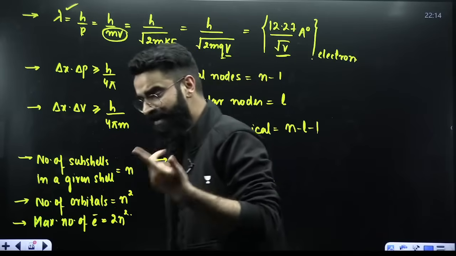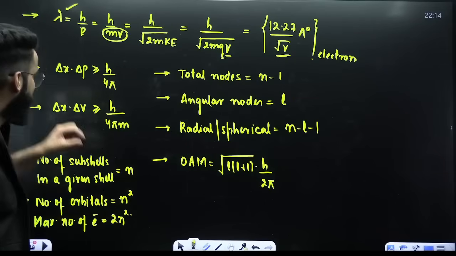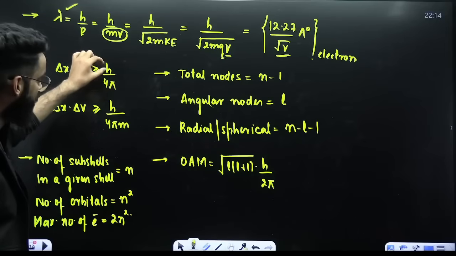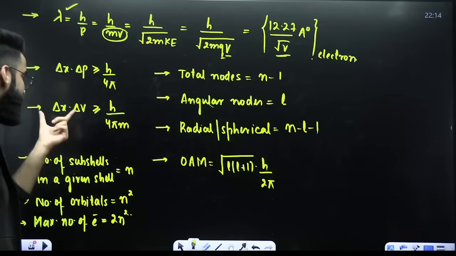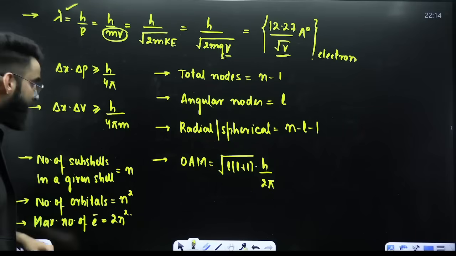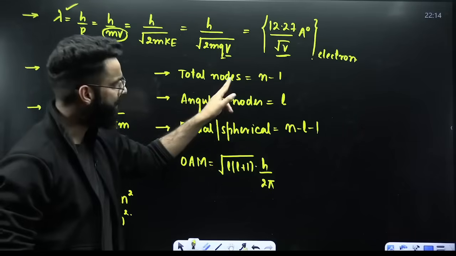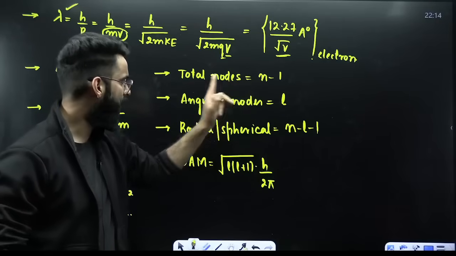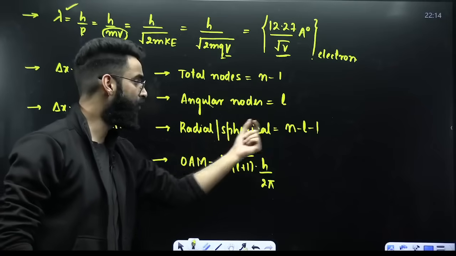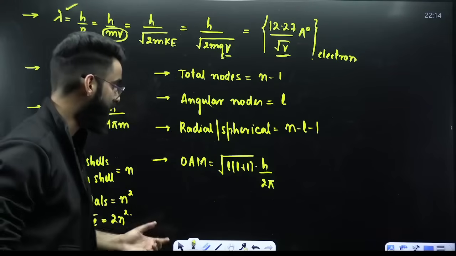Okay. In case of Heisenberg's uncertainty principle, error in position multiplied by error in momentum has to be greater than or equal to h upon 4 pi, or you can say delta x times delta v is greater than or equal to h upon 4 pi m. Okay. Similarly, how do we calculate the total number of nodes? n minus 1. How do we calculate angular nodes? The value of l, the azimuthal quantum number. Radial nodes, n minus l minus 1, right?